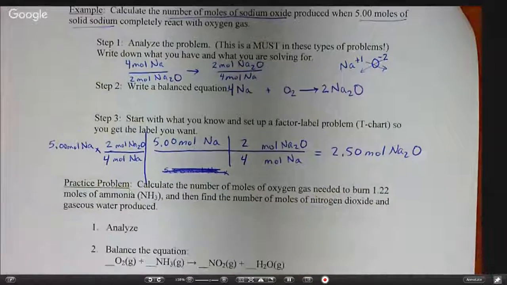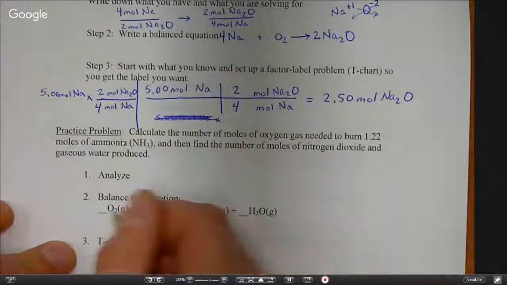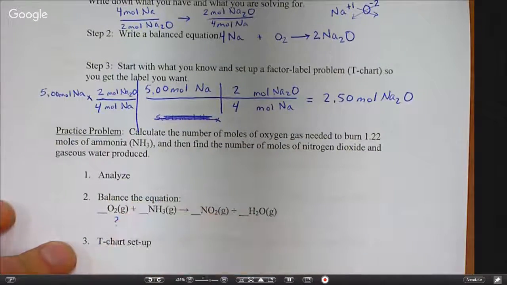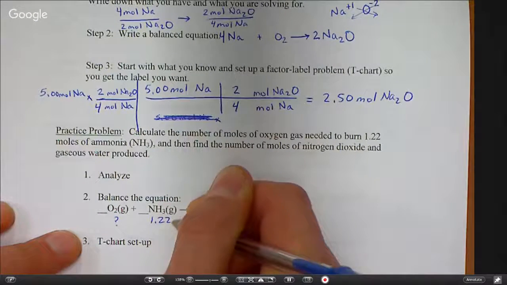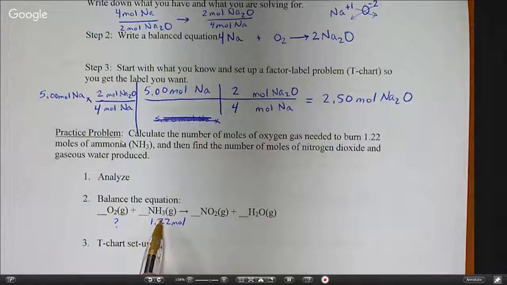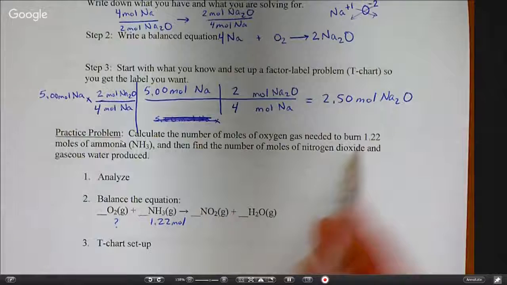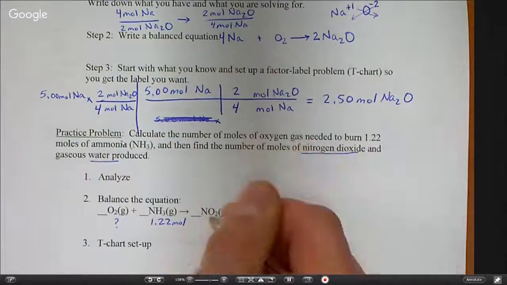All right, let's look at the next example. It says calculate the number of moles of oxygen gas, that's O2, needed to burn 1.22 moles of ammonia. So we start with 1.22 moles of ammonia, and then we want to know moles of O2, and find the moles of nitrogen dioxide and water produced.